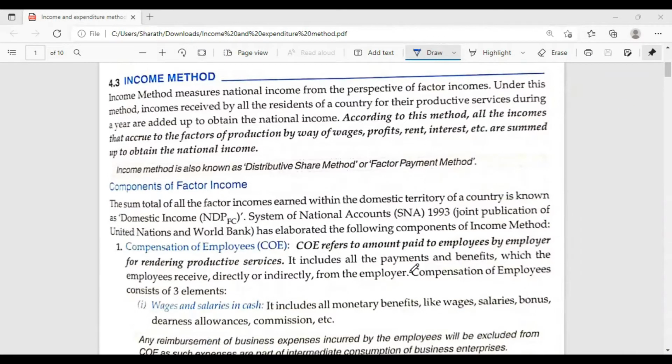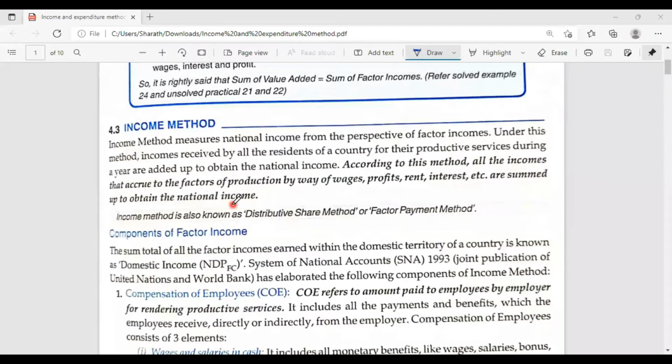Okay, fine. I hope that you are able to see the shared material on the screen. So this is the income method, the second method of measuring national income. Let me give you a brief idea of what this income method is. Then let's talk about some of the components that come under this income method. And at last, we will discuss the steps to be followed to measure national income by using this income method.